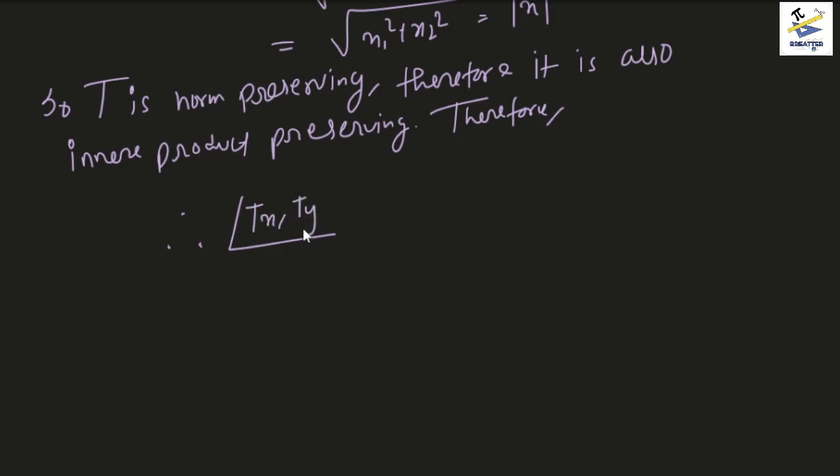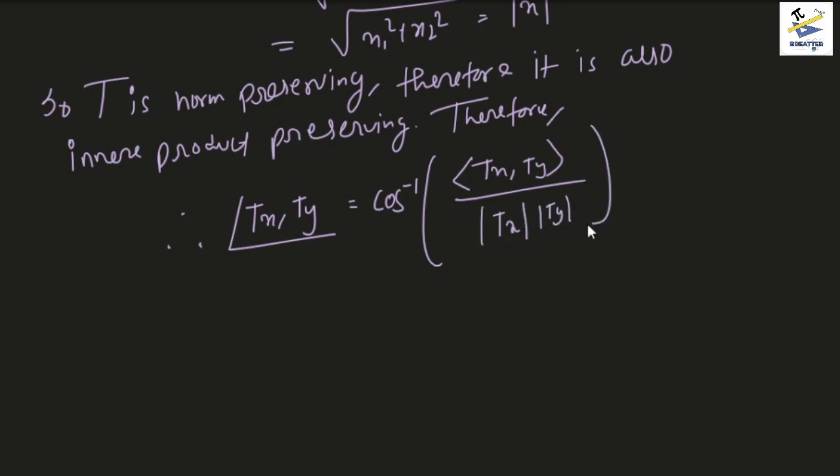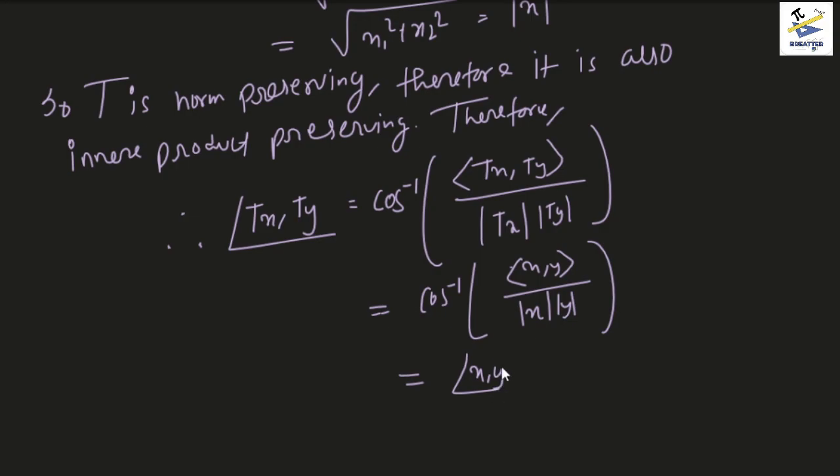Tx comma Ty, the angle between them is cos inverse of the inner product of Tx comma Ty, divided by the norm of Tx and Ty. Now since T is both norm preserving and inner product preserving, we have cos inverse of inner product of x comma y divided by norm of x, norm of y, and this is the angle between x and y.